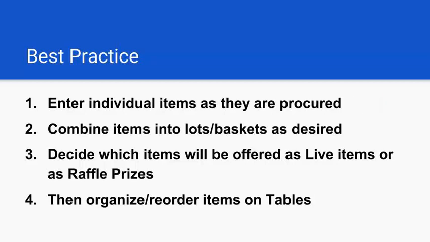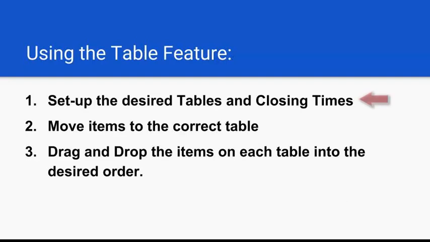That way, they can see what they have to work with for their live auction and for creating lots or packages. Once you've made those decisions, you can use the table feature to reorder and renumber your items in any order. Start by creating the tables you want, then move items to the correct tables, then drag and drop them into the exact order you want.